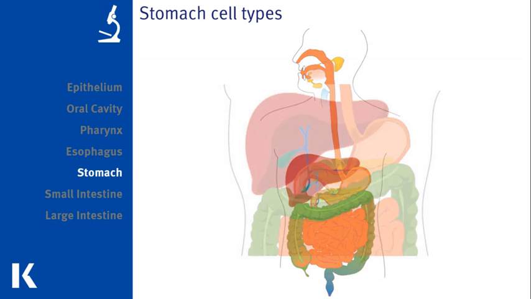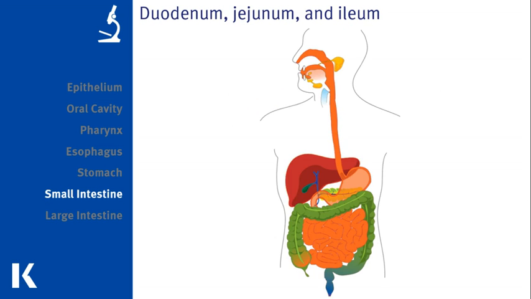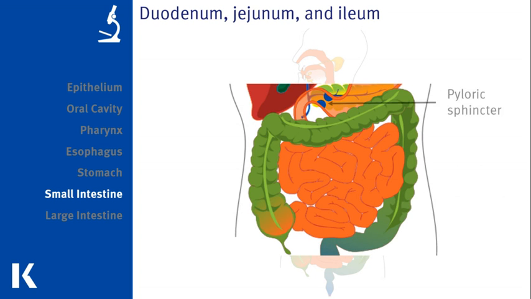The stomach, located on the upper left side of the abdomen, uses acid and enzymes to digest food in a fairly harsh environment. The stomach mucosa contains the gastric glands, which are composed of 3 cell types: mucus cells, chief cells, and parietal cells. Food leaves the stomach through the pyloric sphincter.